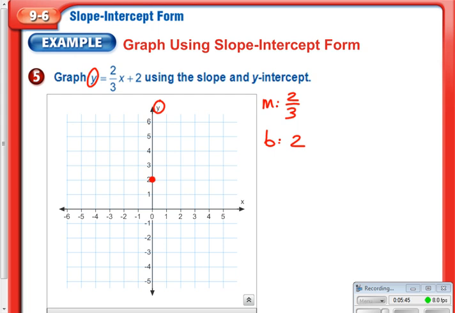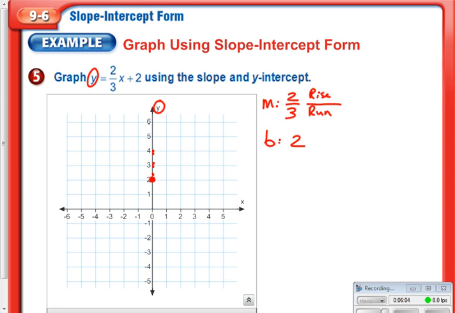Third step would be to go ahead and use our slope. Our slope is rise over run. So our rise is 2, our run is 3. Now, what I would do is I'd come up 2 units. Don't put a plot yet, because I need to go over 3 units. Now I need to determine, do I go to the left or to the right?